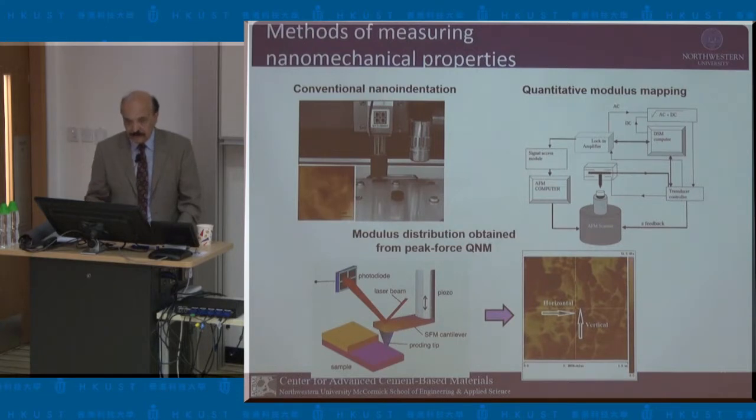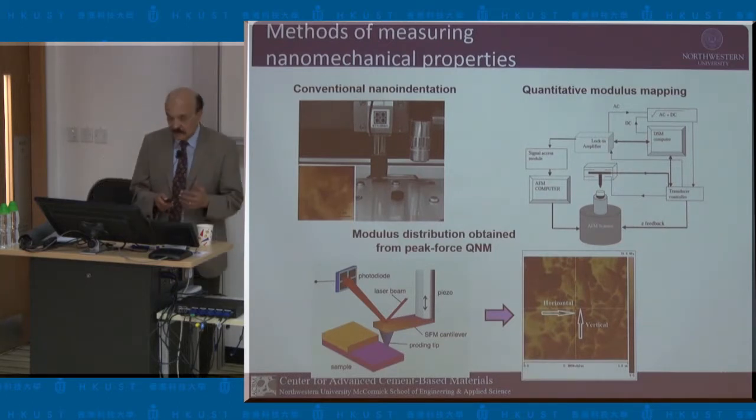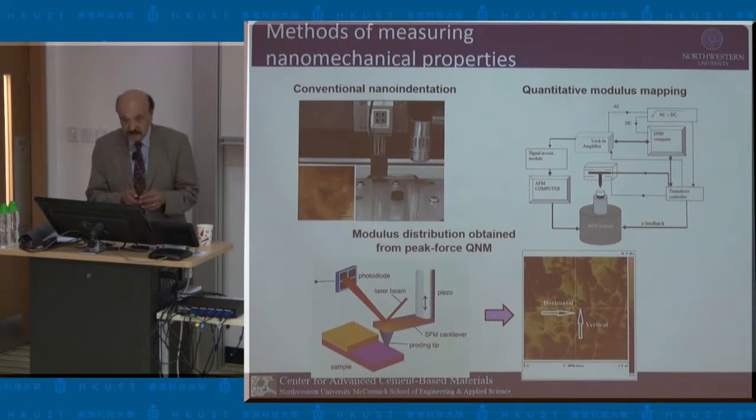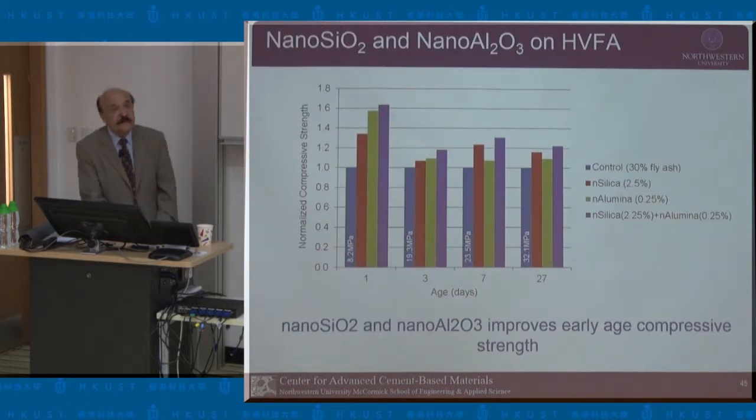So here we have compared all three methods on the identical specimen. I thought that one area of nanotechnology is really used at the nano level to understand.